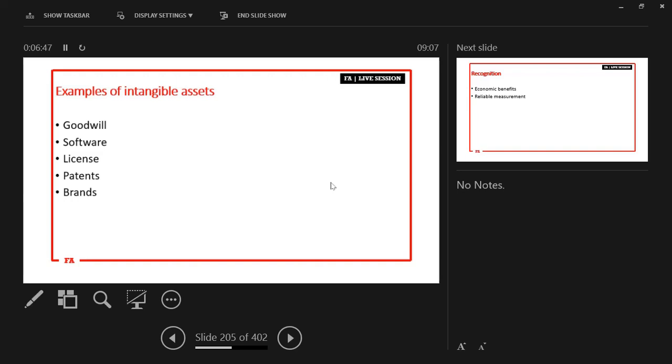Patents, is that correct? What is a patent? When you invent something, you might want to patent it. Or even when you come up with a nice book, you patent it, isn't it? Writers don't die. Did you hear what I said? Writers don't die. Write something.